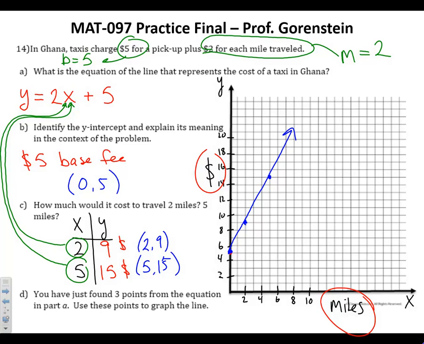Notice I've drawn only the first quadrant. It doesn't make sense for x to be negative. You can't have negative miles. It doesn't make sense for y to be negative. That would mean the cab driver is actually paying you. That doesn't happen. So in the context of this problem, you're only graphing the portion of the line where x and y are both positive.